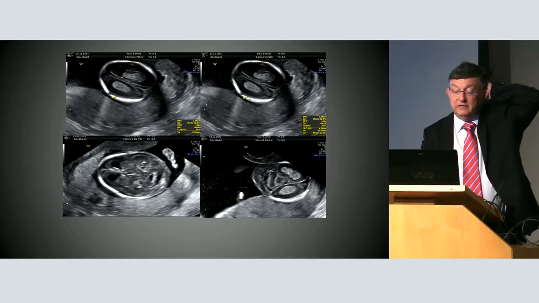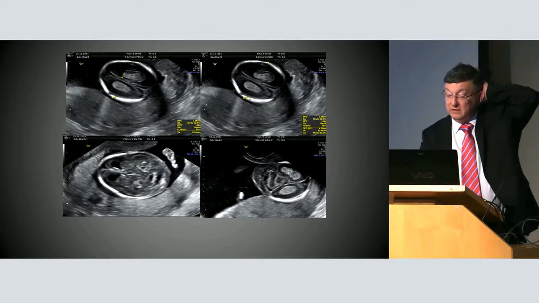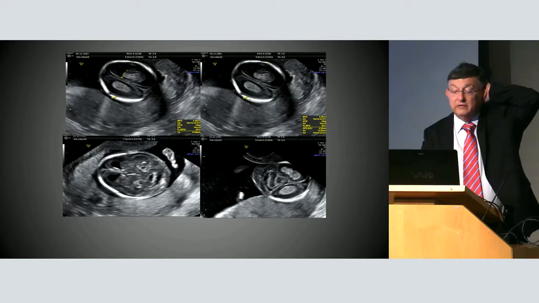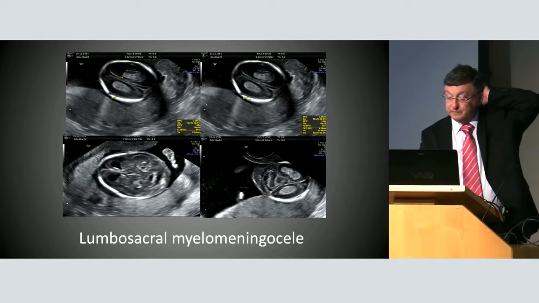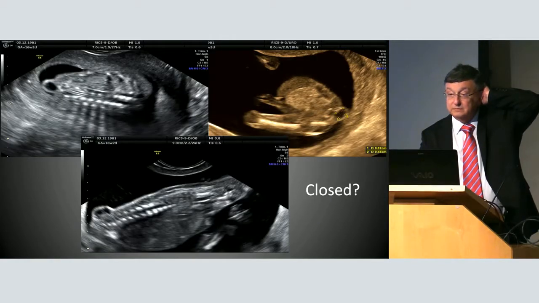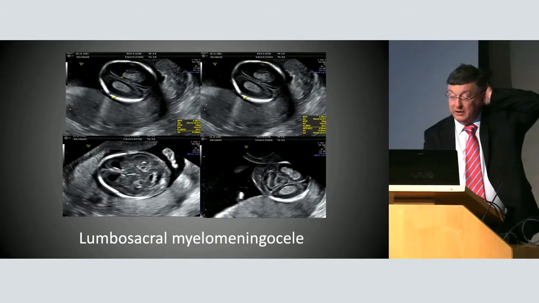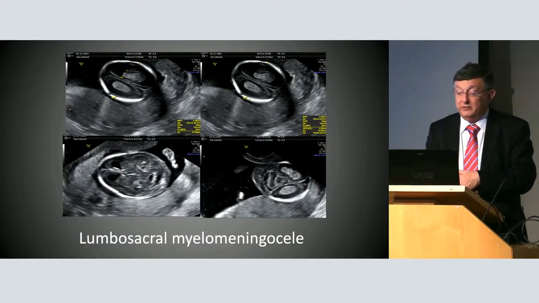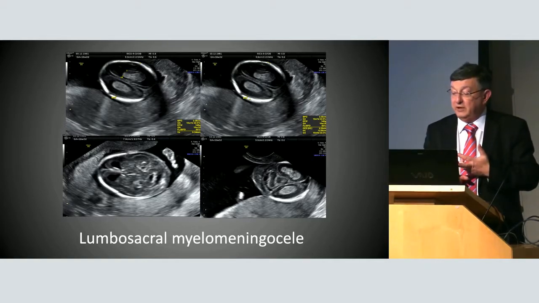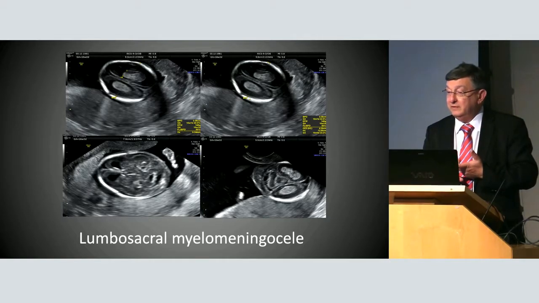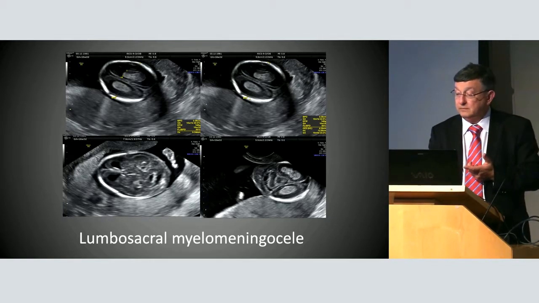Okay, this is the case. It's 16 weeks and 2 days. The measurements of the biparietal diameter are okay. The fetus seems normal. Look again: normal measurements, no small BPD, no lateral ventricular dilatation. The shape of the brain is okay. The cisterna magna is present. There is a little bit of lemon shape.